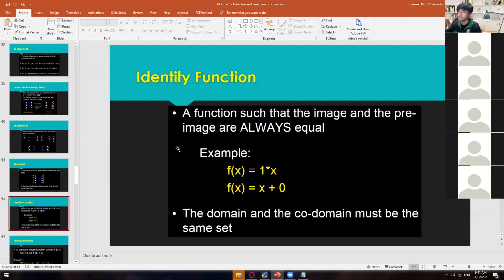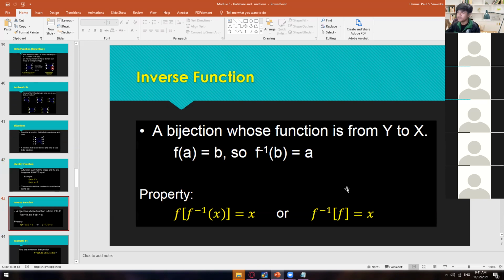So we have here the identity function. It is a function such that the image and the pre-image are always equal. If your x is always equal to your y, then this one is an identity function. Or this function is equal to this function, and this one is an identity function. As simple as that. No matter what the value of your x is, you still have the same value from your pre-image to your image.